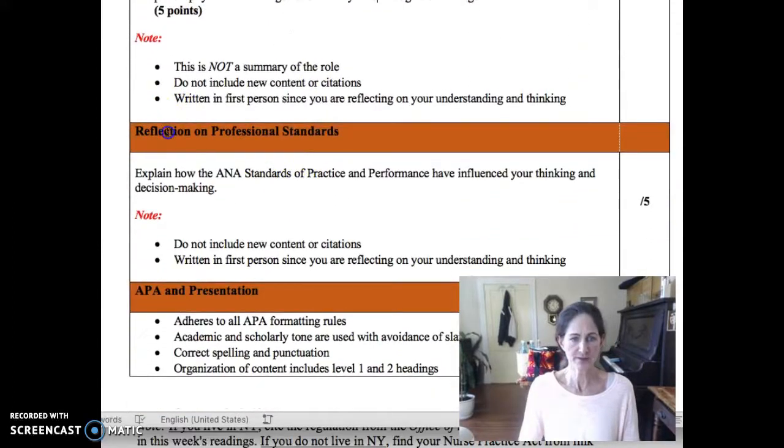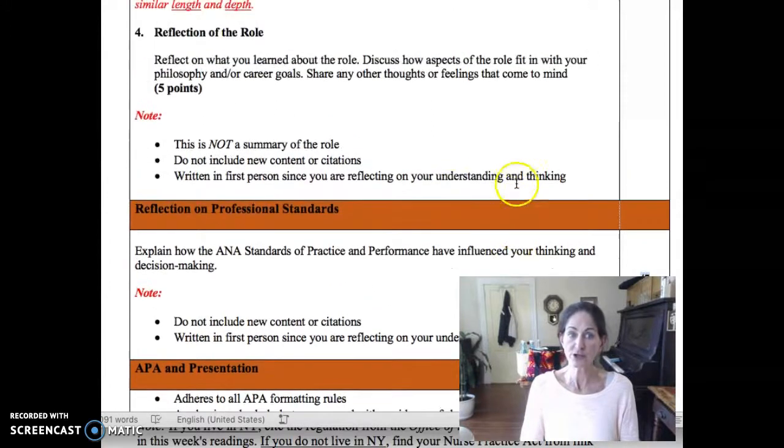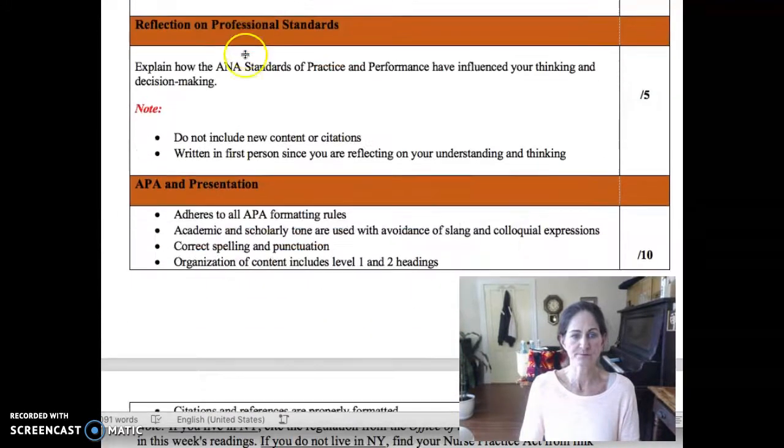And then the last section of the paper, your last level 1, is reflection of the role, of the professional standards. And so basically just answer this one question. It's worth just 5 points. So this section would be similar to this reflection of the role. They're both worth the same amount of points.